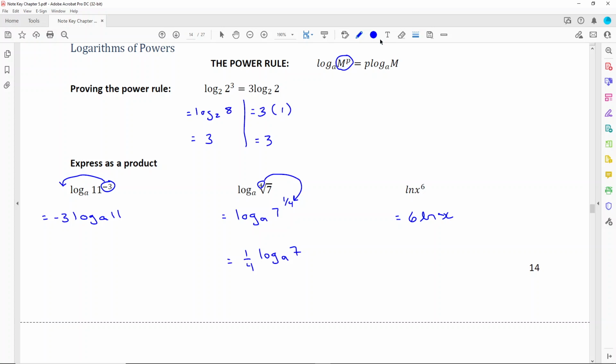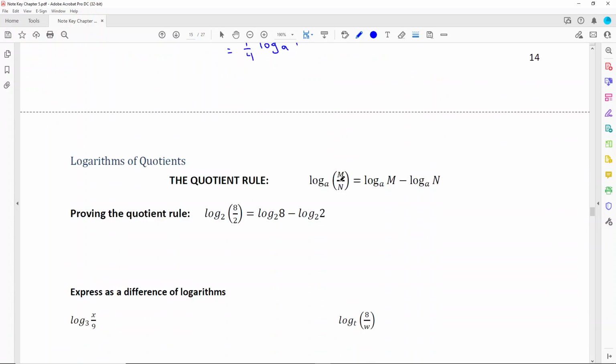All right, I'm just going to clean that up before we go to the next one. Sorry, my pen was just being a little bit funny. There we go. Okay, next one.